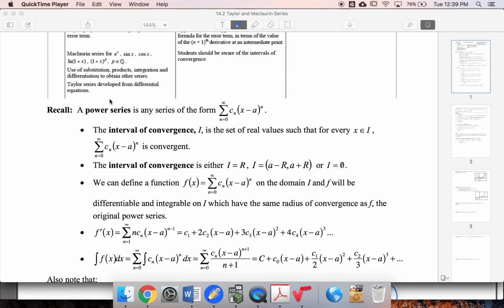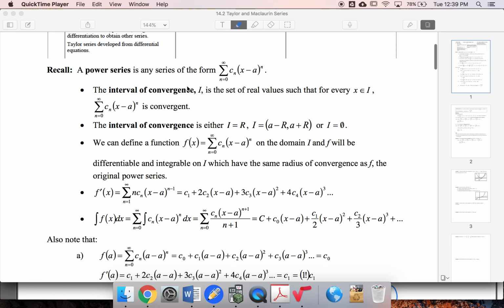Hello students, in this set of videos we're looking at Maclaurin series and Taylor series, and these stem from a power series which we defined last class. So remember that with a power series we can have an interval of convergence. It's either a single value, it's a range of values, or it doesn't converge at all. If I do have a convergent power series, then I can express it this way.